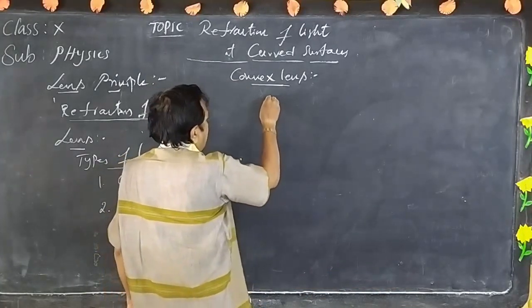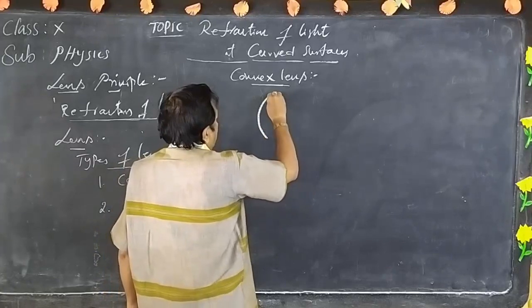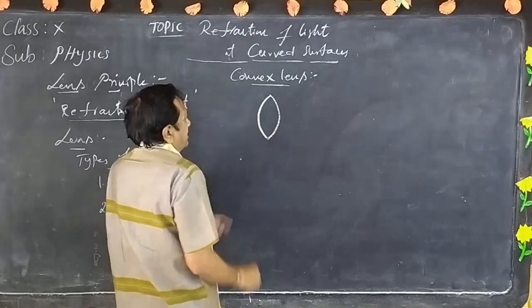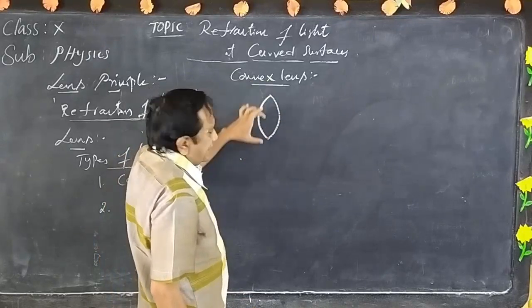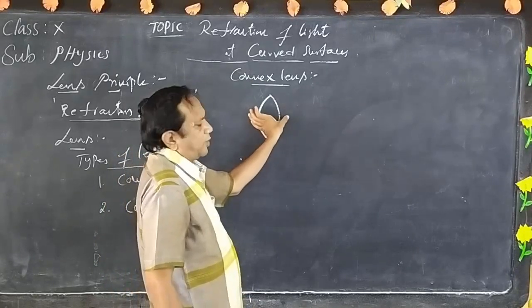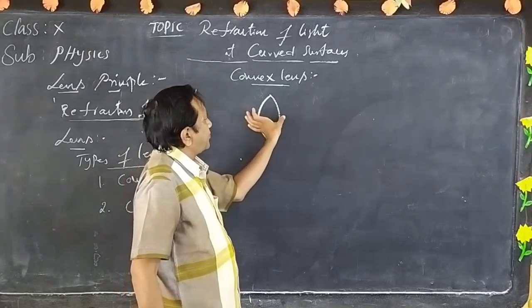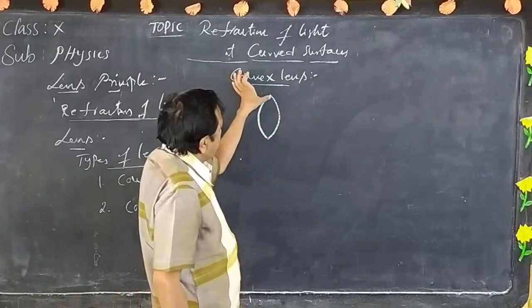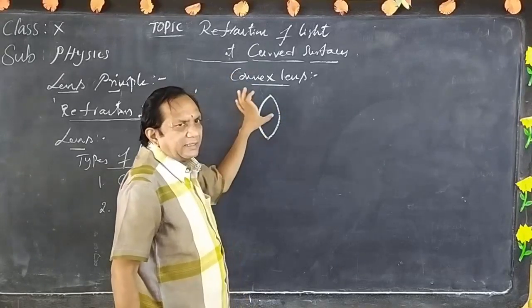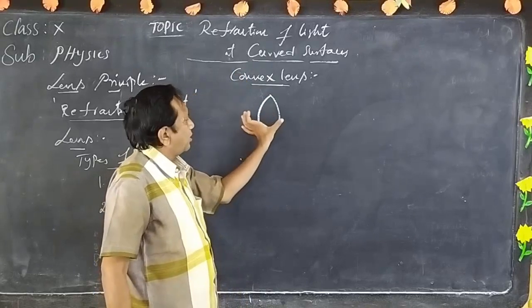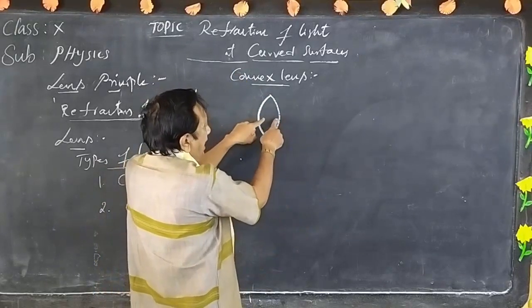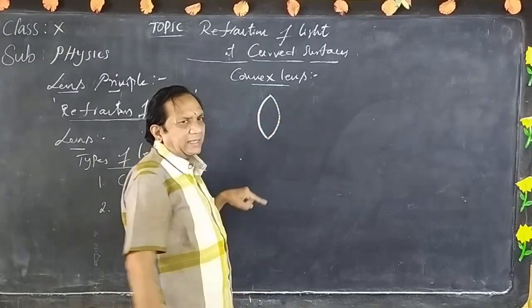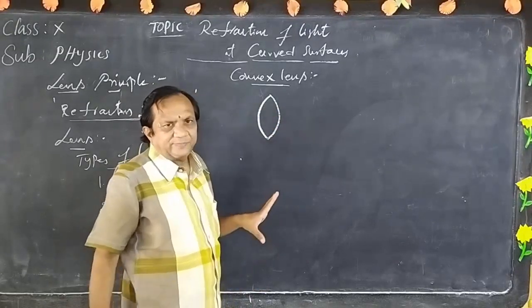Convex means, see, this structure. This is the convex structure. Convex means the edges will be thin and the center part will be thick. The thicker part is at the center and the edges are thin. This is called convex. Such a lens, with two spherical surfaces attached like this, is called a convex lens.